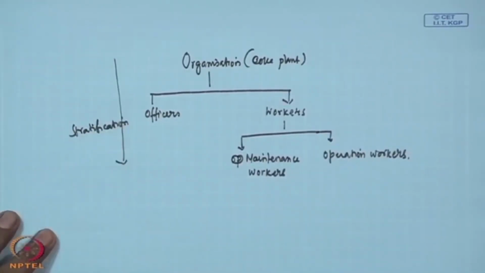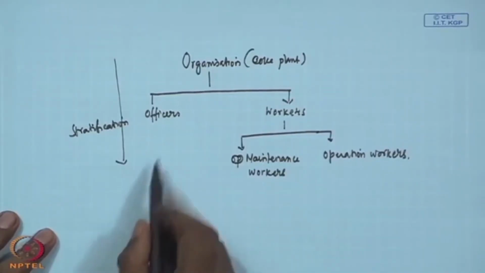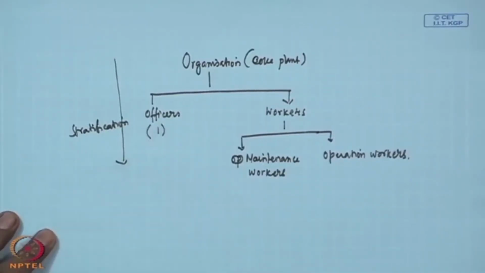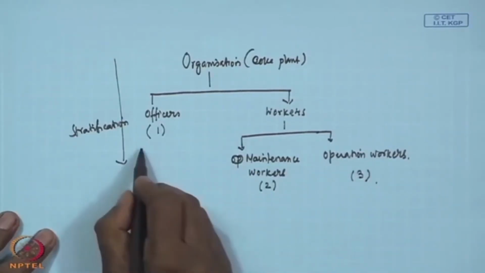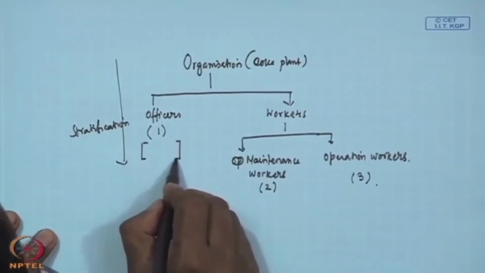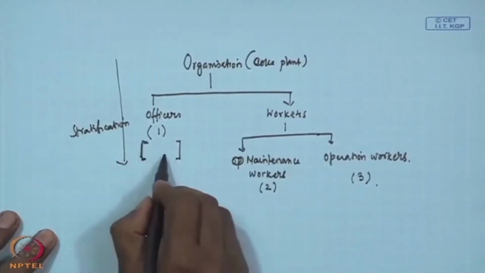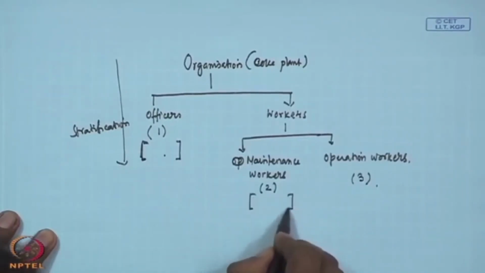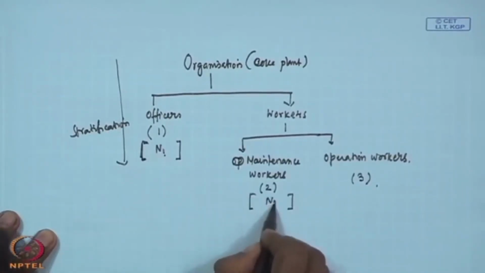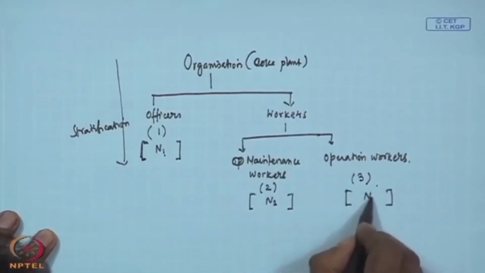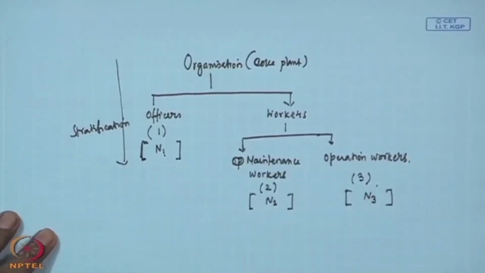Correct. Now, what sampling have we used here? It is basically stratified randomized sampling. What have we done? We have taken officers as population 1, maintenance workers as population 2 and operation workers as population 3. Then what we found out is the number of people working in each category. So, N1, N2 and N3, these are the number of people working.